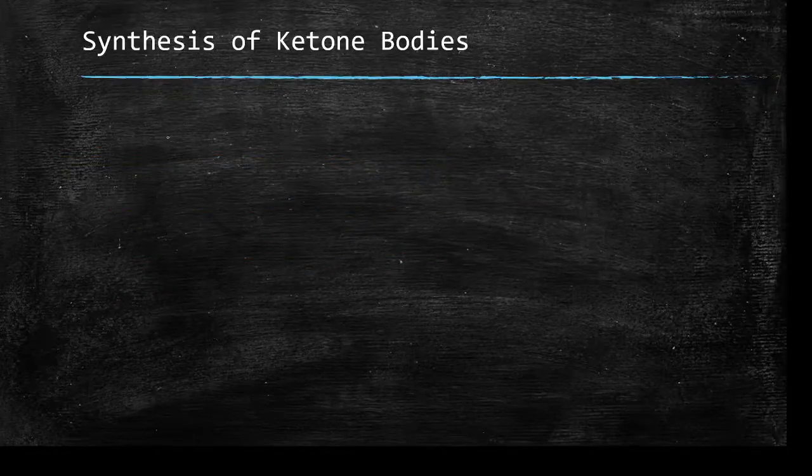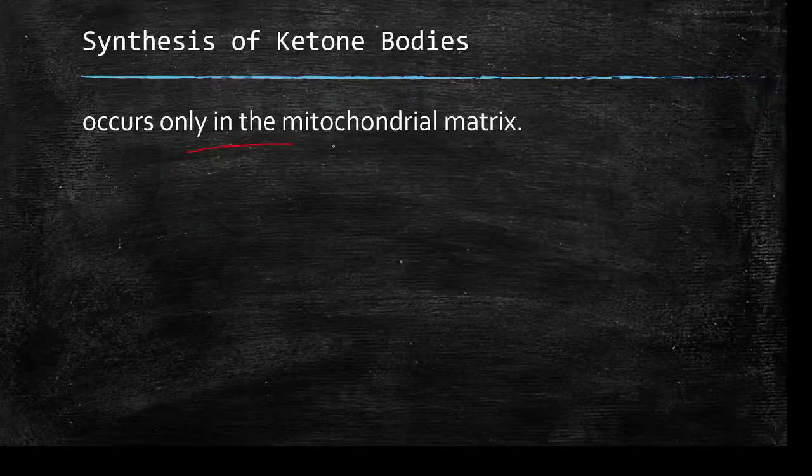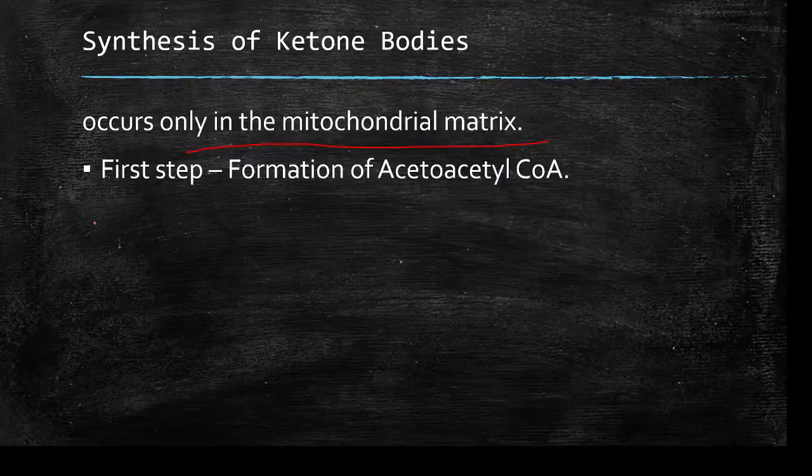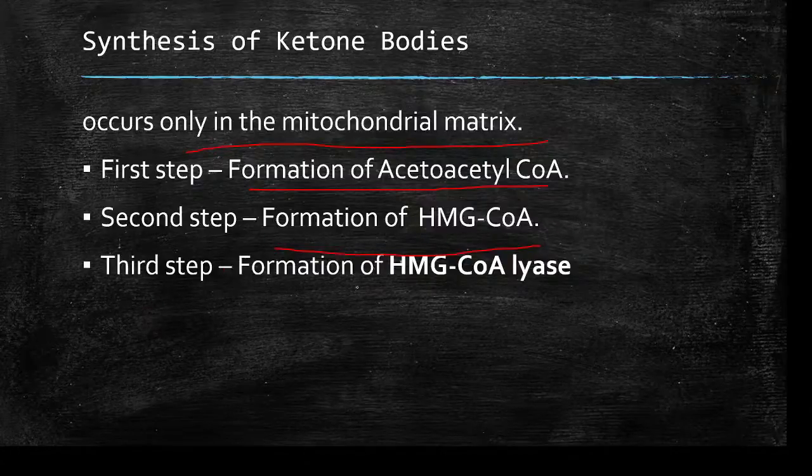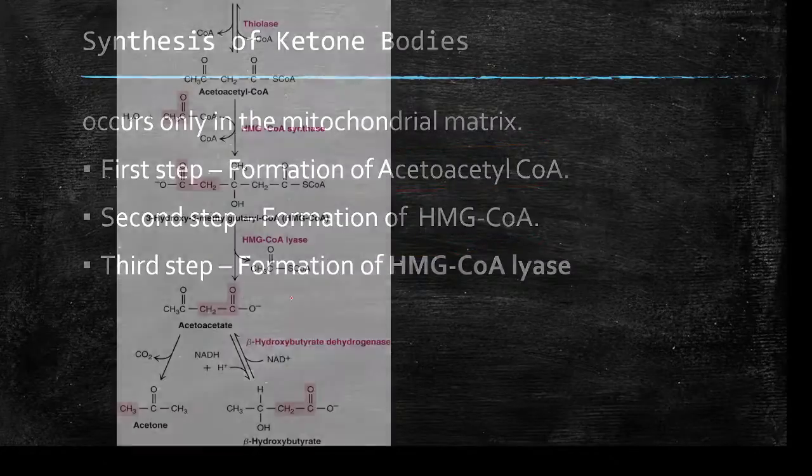Now we will see how ketone bodies are formed. This occurs only in the mitochondrial matrix, and there are 3 important steps. The first step is formation of acetoacetyl-CoA from acetyl-CoA. The second step is formation of hydroxymethylglutaryl-CoA, that is called HMG-CoA. The third step is the breakdown of HMG-CoA by HMG-CoA lyase.